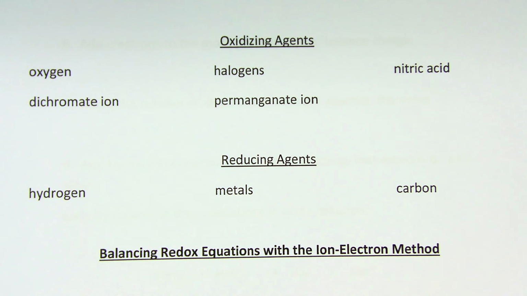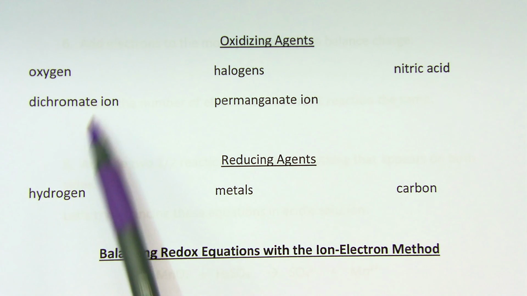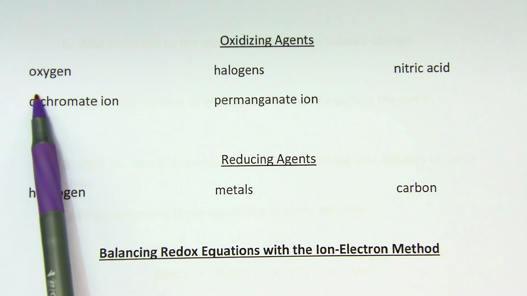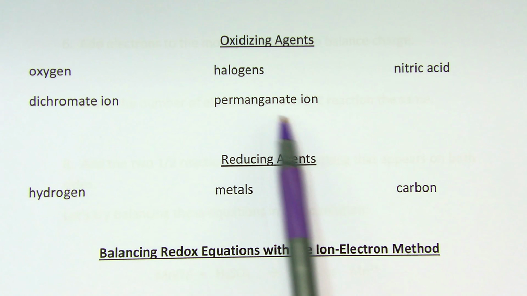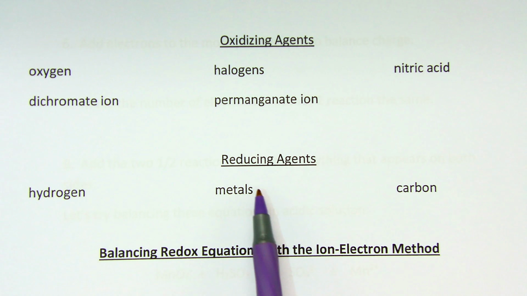Okay, sometimes you can recognize redox by just recognizing these common oxidizing and reducing agents. Things that are oxidizers: oxygen, the halogens, nitric acid, dichromate ion, and permanganate ion. And reducing agents are hydrogen, metals, and carbon. So if you recognize those, it might be easier for you to recognize redox.